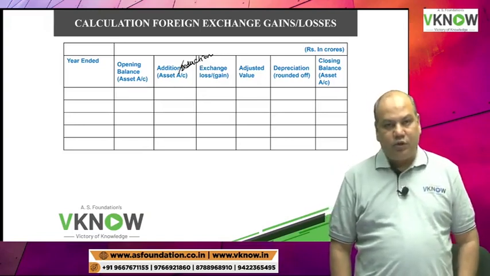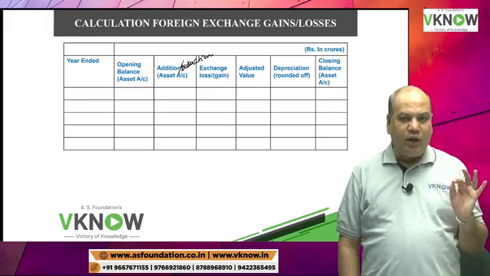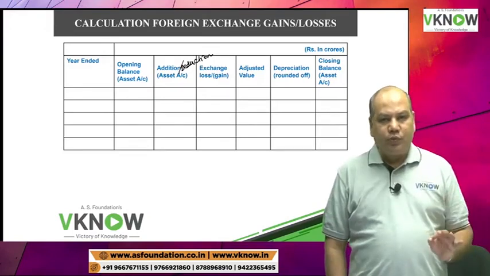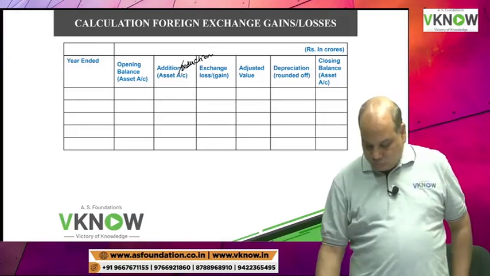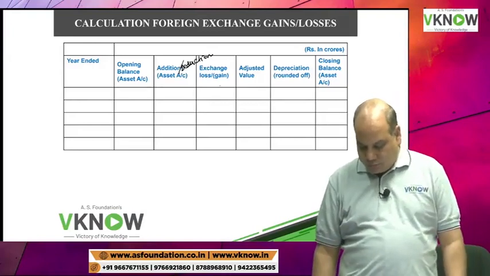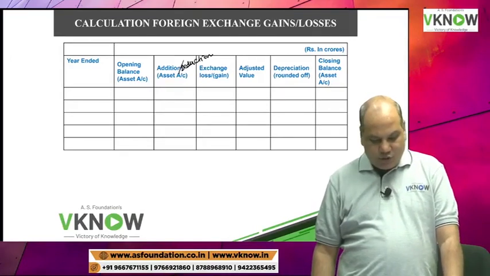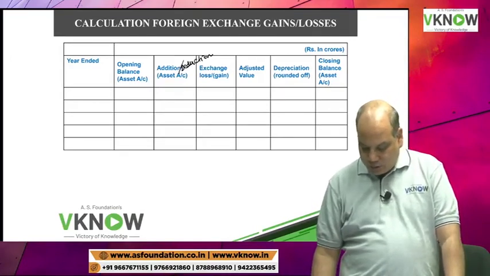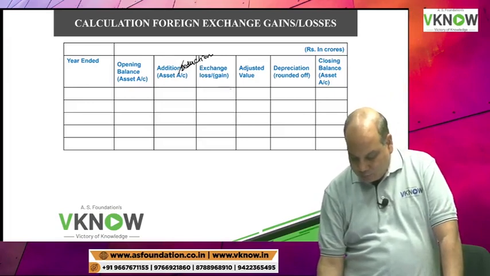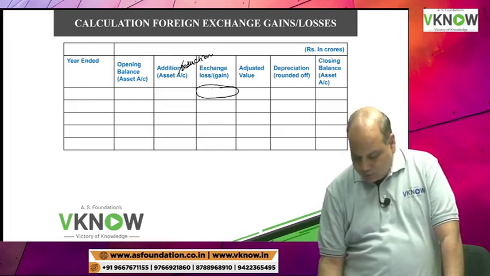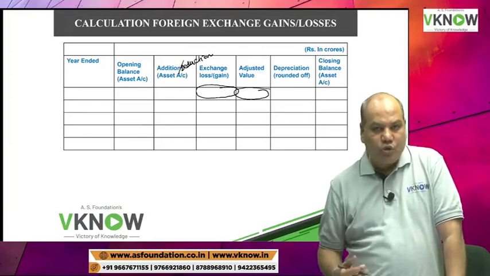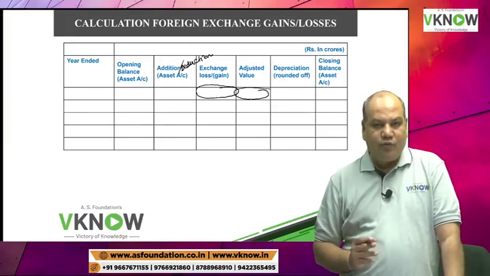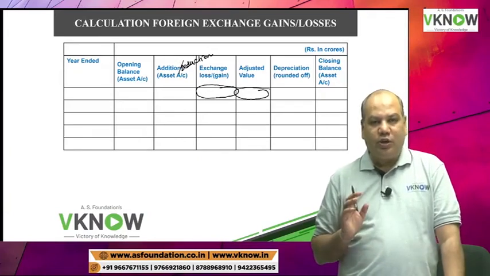Because of the exchange difference, that exchange difference will be either added to or reduced from the asset. Next column, exchange gain or loss. Adjusted value: after making this adjustment, we will get the adjusted value. The asset's carrying amount will change because of this exchange difference, which will be either added or deducted.